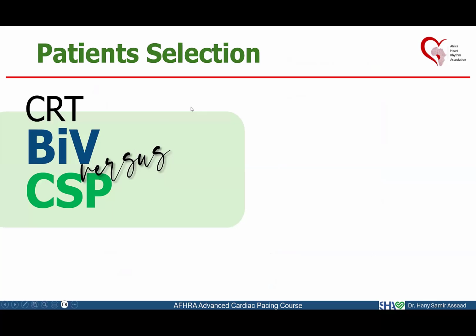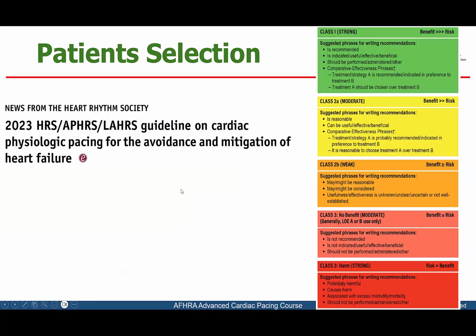As I said, in 2025 there is more and more selection and more questions to answer before implanting patients. So yes, cardiac resynchronization using biventricular pacing versus the new era of conduction system pacing. Maybe one of the best papers or sources of evidence we have is the 2023 guidelines from HRS, APHRS, and the Latin American HRS on cardiac physiological pacing for the avoidance of heart failure.